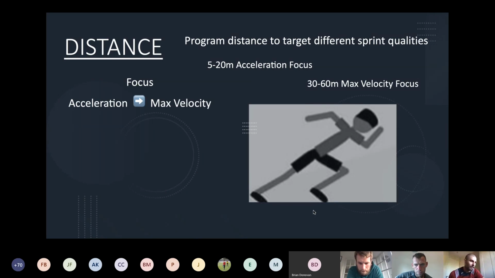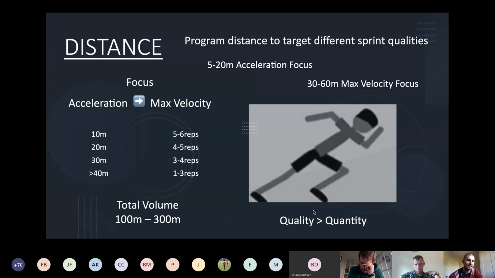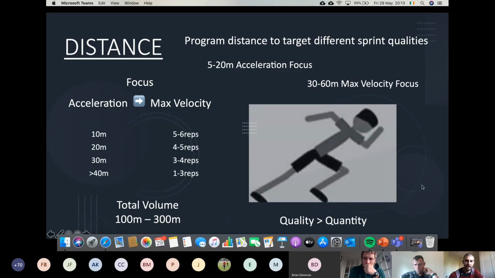For a youth athlete, our focus would primarily be on acceleration, leading into maximum velocity, leaning more heavily towards acceleration. And then this would be a guideline or an idea on reps and sets and the likes. What we'd be looking for is a total volume of between 100 to 300 meters, and that'll vary dependent on what the players have performed, their load that week, and their physical capacity.